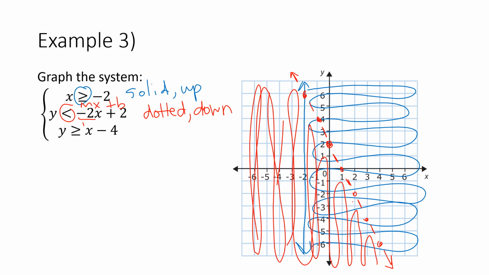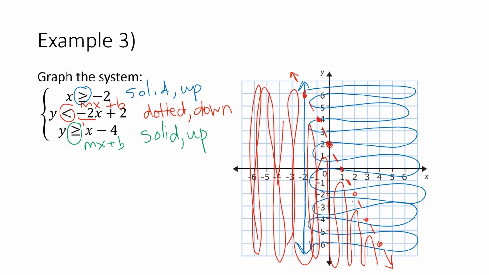But we've got the last one, which is written in mx plus b format. We have a greater than or equal to sign. So here we're going to include all of the points equal to the line, and we're going to be shading upward. So we have a solid line and we're going to shade up.